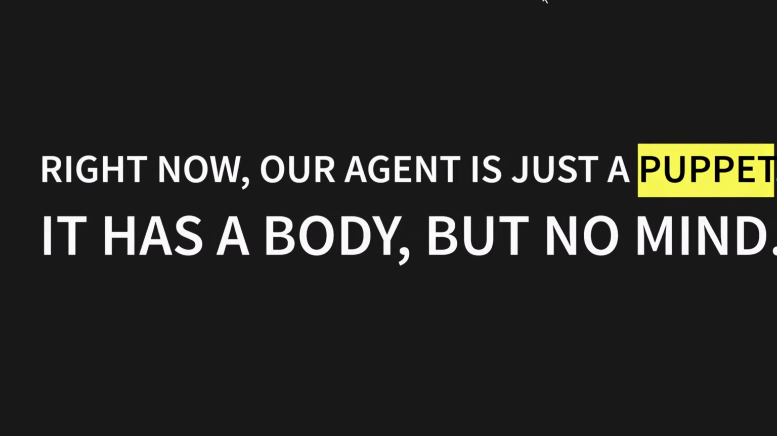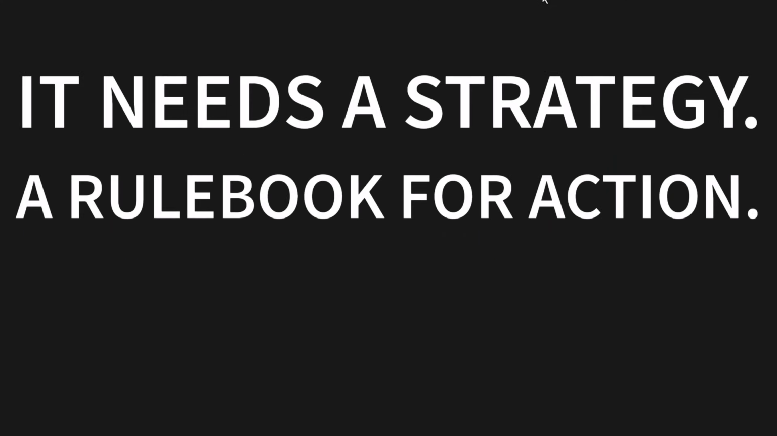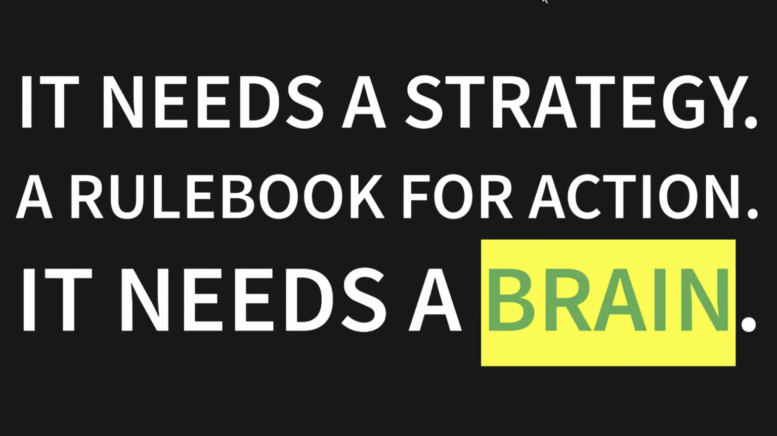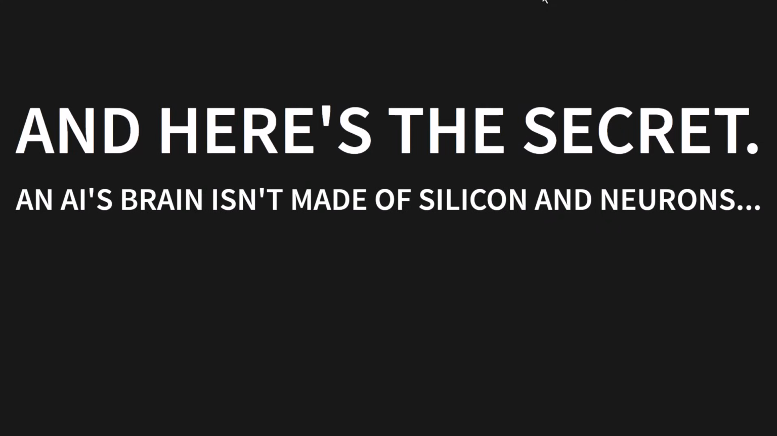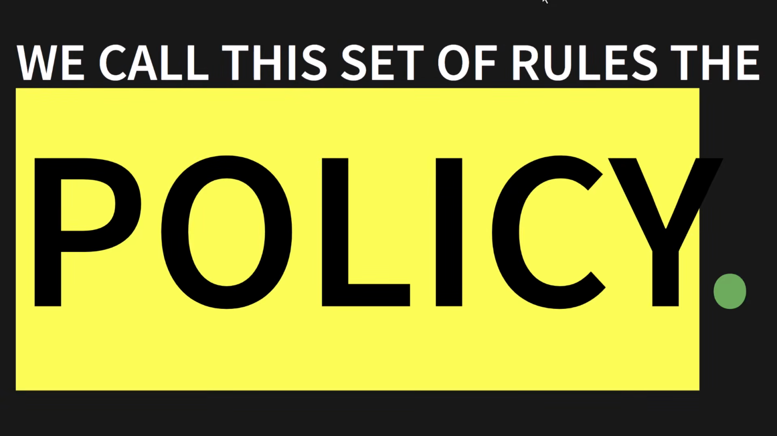Right now, our agent is just a puppet. It has a body, but no mind. It needs a strategy, a rulebook for action. It needs a brain. And here's the secret, the thing that makes AI so different from us. An AI's brain isn't made of silicon and neurons. It's made of rules. We call this set of rules the policy.